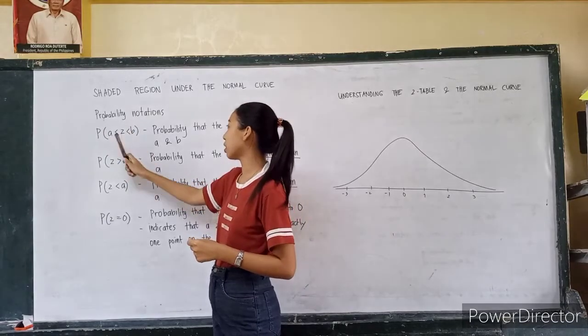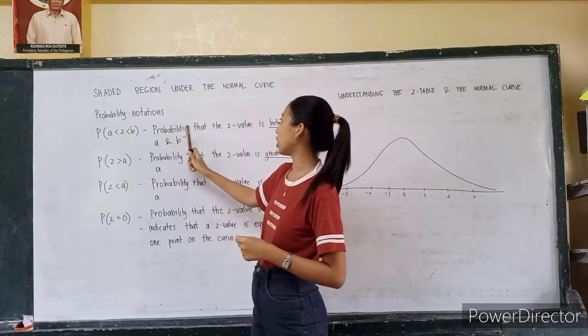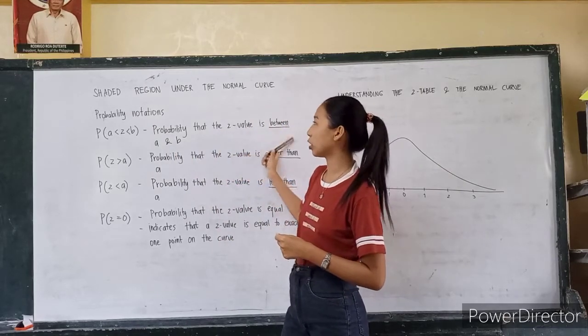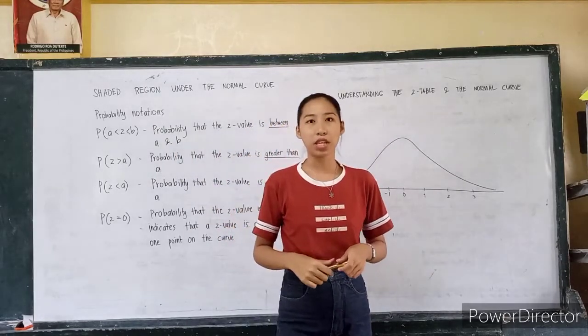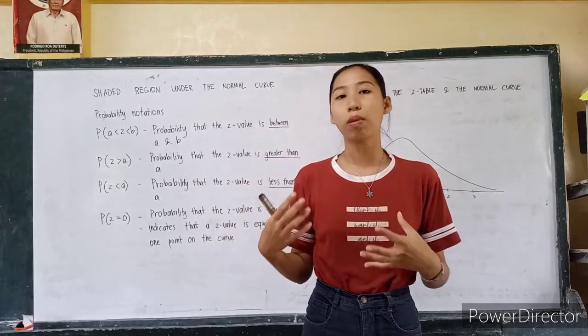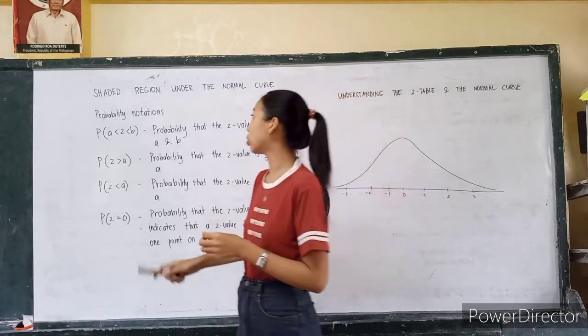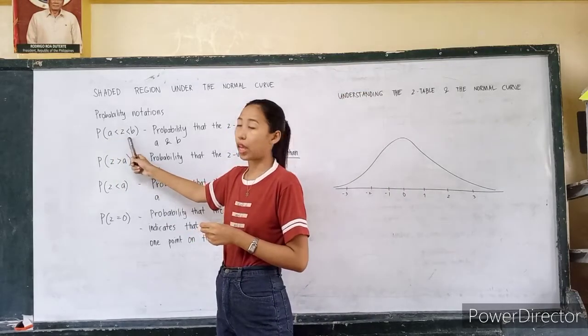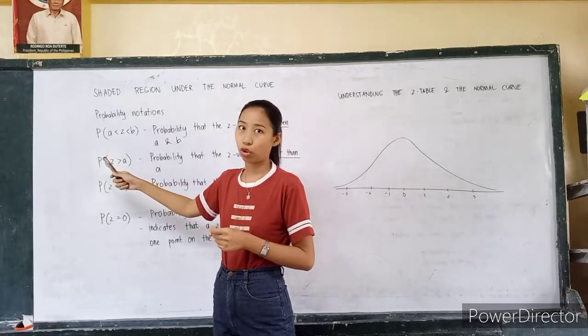So what does this mean? This means the probability that the Z value is between A and B. So we are looking for a certain Z value, and how large is the probability that it will be found between A and B? That is the first notation.